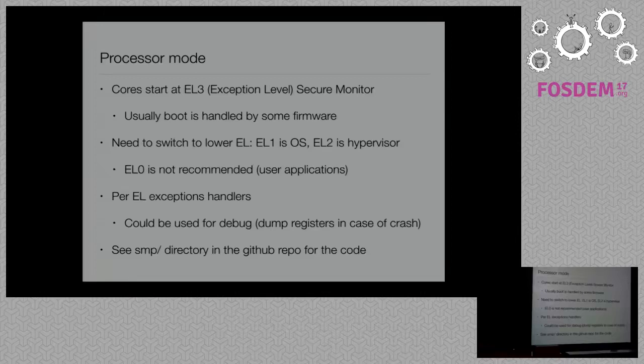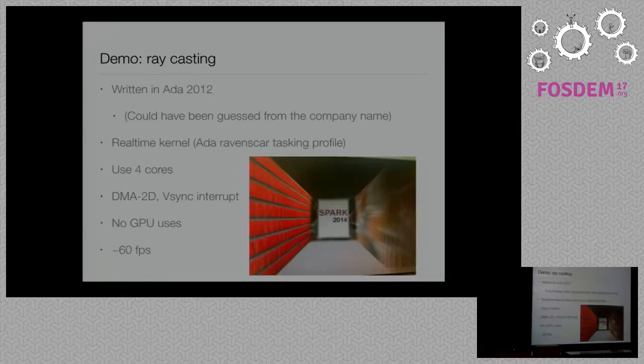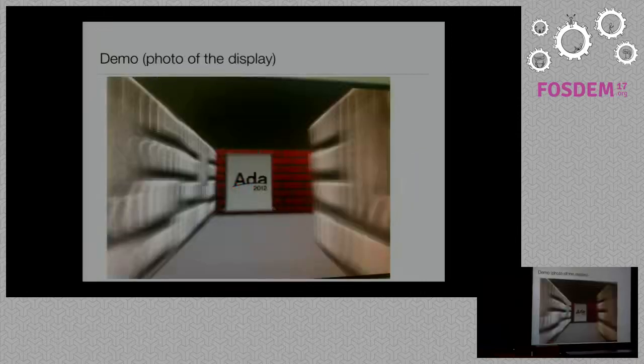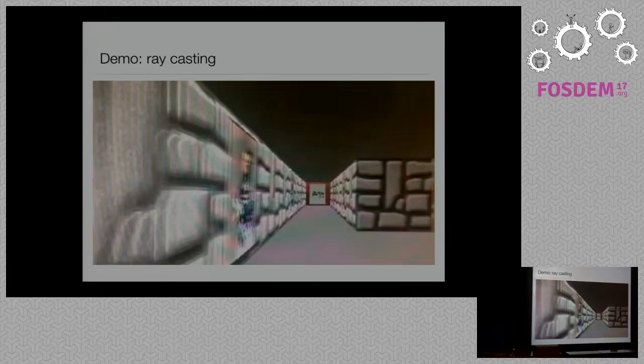What we have done with that, one colleague, it's not me, sorry, has done a raycasting demo, which uses the 4 cores and the 2D DMA from the GPU to speed up, except that it doesn't use the GPU. And we have reached 60 frames per second. So this is a screenshot, well, not a screenshot, a photo. And if I can play it, this is a video from the demo.